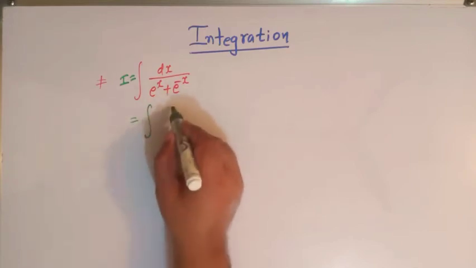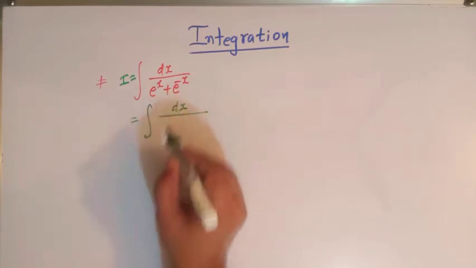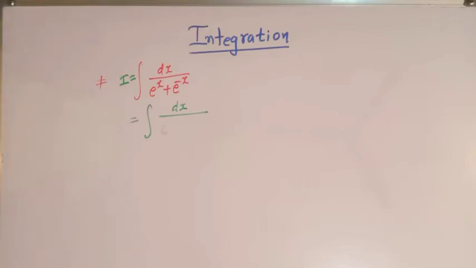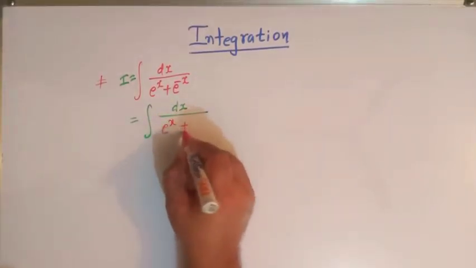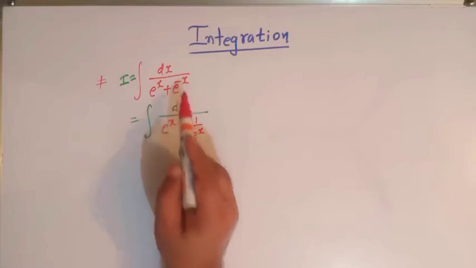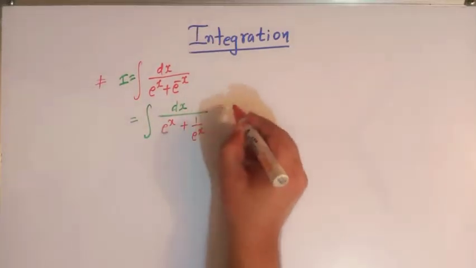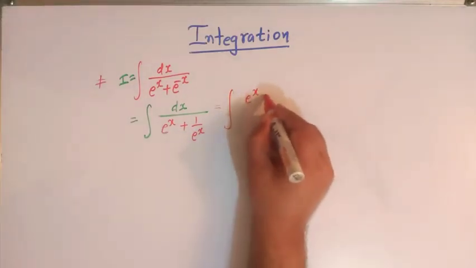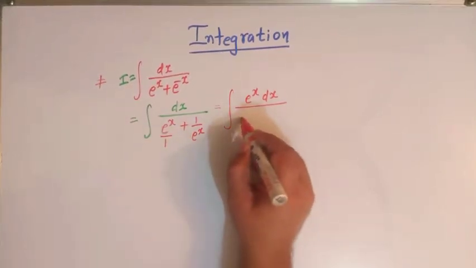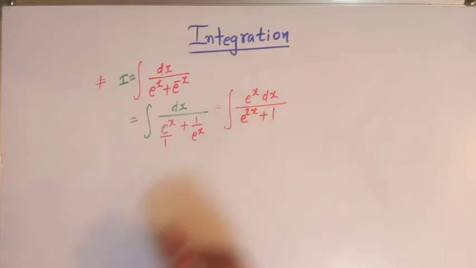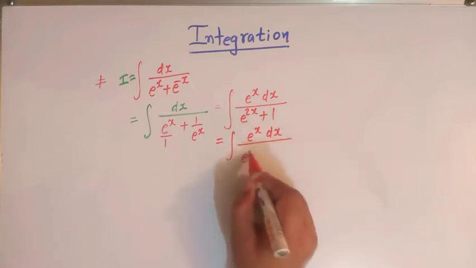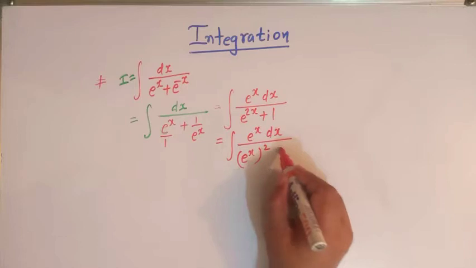So what we can do here, we write this integral as dx over e raised to x plus 1 over e raised to x, right? So here we have e raised to x plus, this is e raised to minus x, so we can write it as 1 over e raised to x. Now this can be written as e raised to x dx divided by, if we take the LCM, e raised to 2x plus 1, and this can be written as e raised to x dx over e raised to x square plus 1.